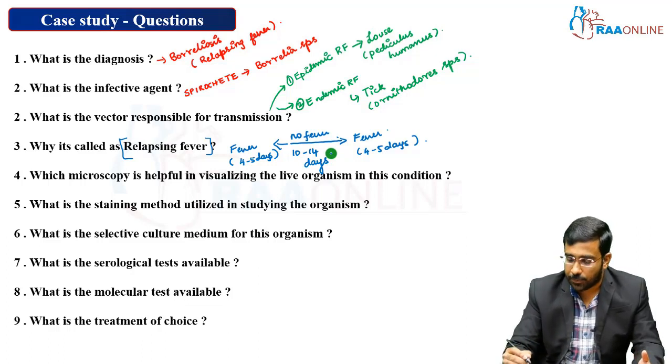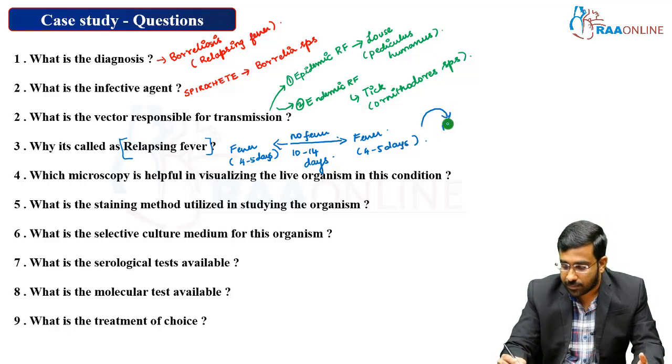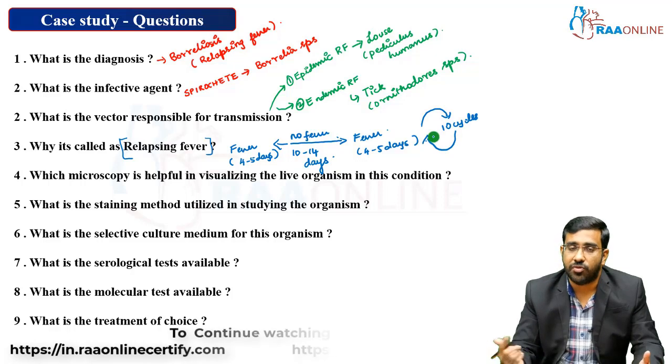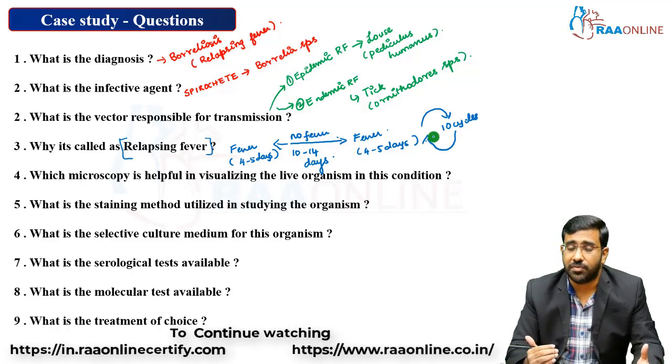It can happen up to 10 cycles. If untreated, the patient can go for various hemorrhagic manifestations, and even the patient can go for something like meningitis and encephalitis, which can complicate this particular condition.